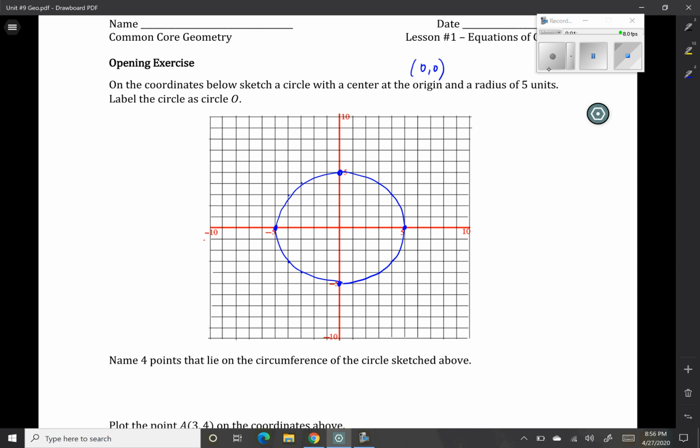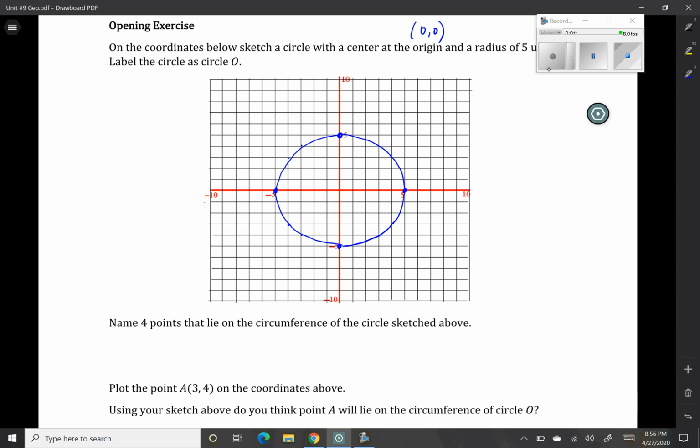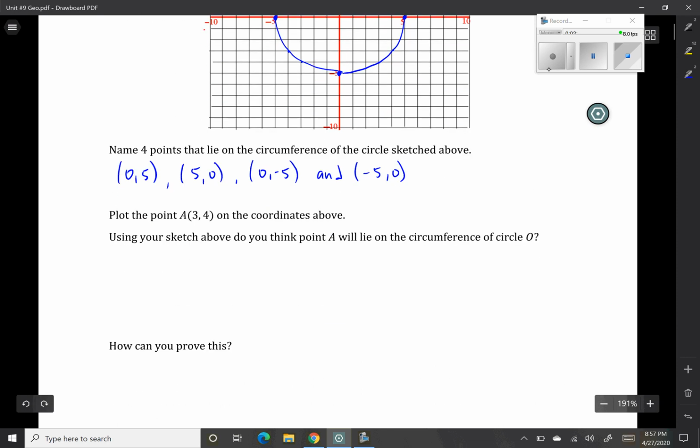It says name 4 points that lie on the circumference of the circle. We know them, right? It is the point 0, 5, 5, 0, 0, negative 5, and negative 5, 0. Those are the 4 points that we got just by knowing that the radius of the circle was 5. It then says plot the point 3, 4 on the coordinate above. 3, 4 is right here, point A. It's one of those points that I made little faint dots for. It says using your sketch above, do you think point A would lie on the circumference of the circle? The answer is yes, because it looks to be on the circle. Pretty simple explanation. Then it says, how can we prove this?